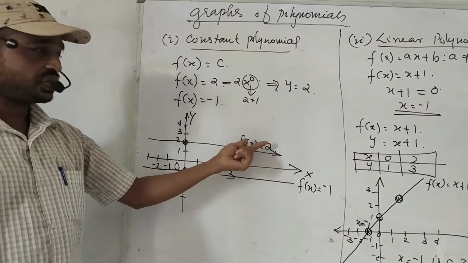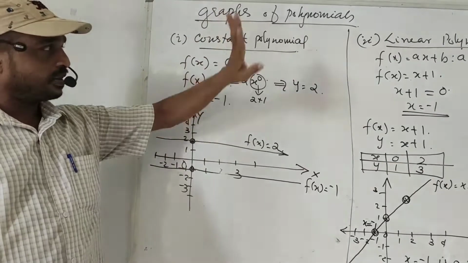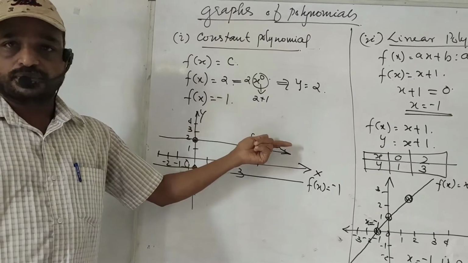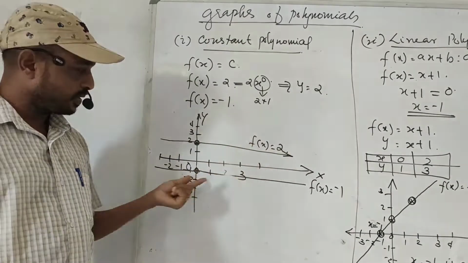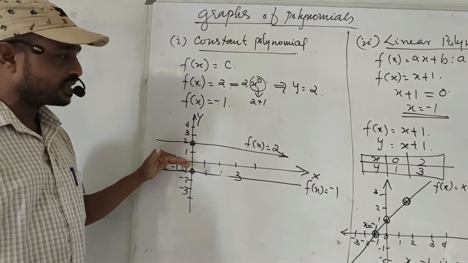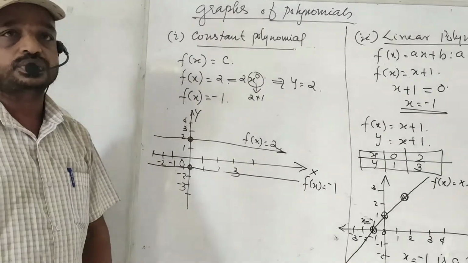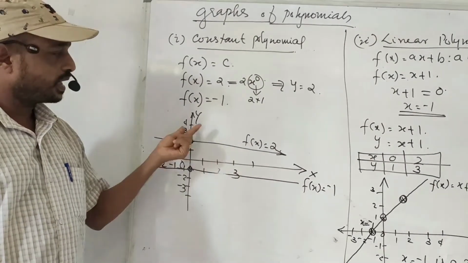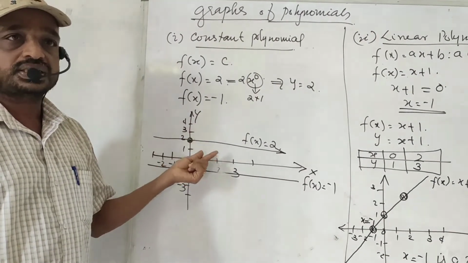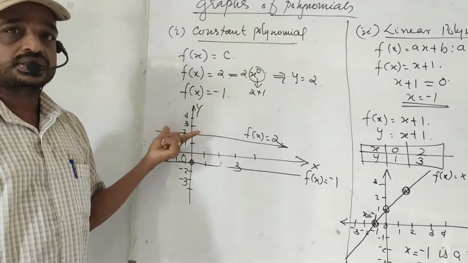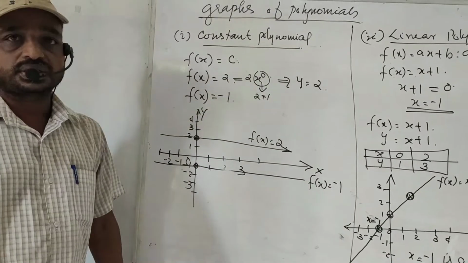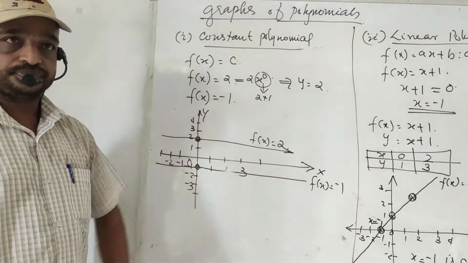First we have seen constant function, or a constant polynomial. A constant polynomial is otherwise called a constant function. f of x is equal to 2 is a constant polynomial. f of x is equal to minus 1 is a constant polynomial. The graph of a constant polynomial is always a straight line parallel to the x-axis. So the graph of a constant polynomial will not touch or intersect the x-axis. So a constant polynomial will not have a zero. A constant polynomial is a polynomial of degree 0, so it has 0 zeros.